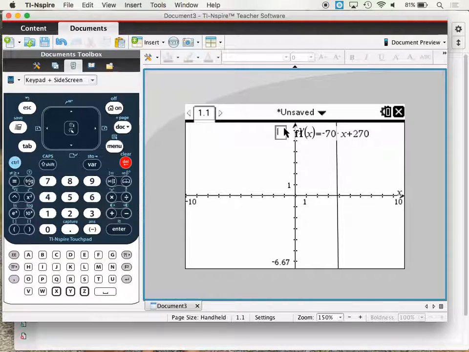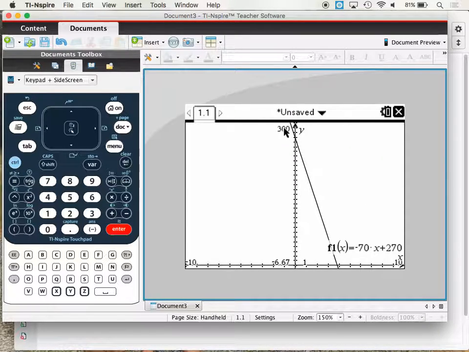And what do I want it to be? Well, the y-intercept is 270, so let me go a little bit above that. Let me go up to, say, 300. And then when I press enter, now I can see where my y-intercept is. So my graph is looking pretty good. I might make it look a little bit better, though.